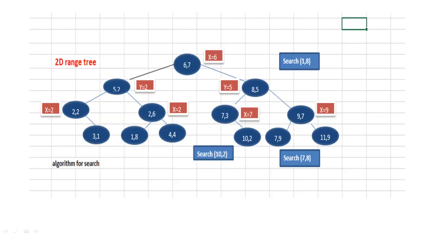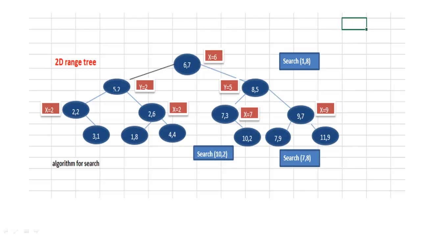So suppose we want to search for 1, 8. The search is going to be the same as the basic search in a binary search tree. The only difference is that at a particular level, we compare only one of the coordinates. When we are at the root, we compare the x coordinate. Then on the next level, we compare the y coordinate. Then on the next level, compare x, then y, until we reach the desired node. So let us try to search for 1, 8.